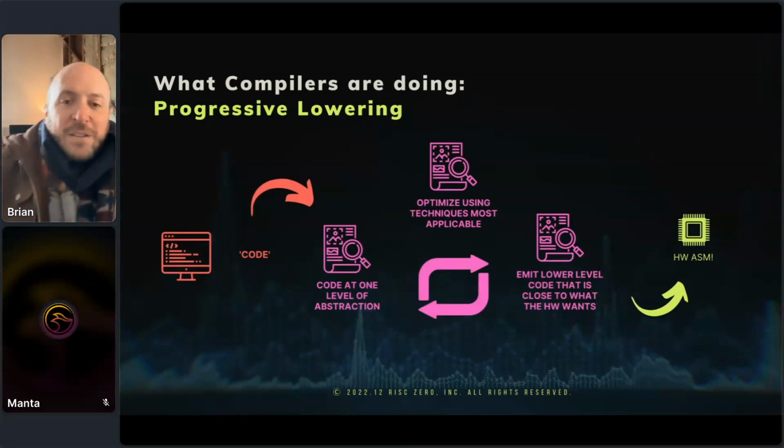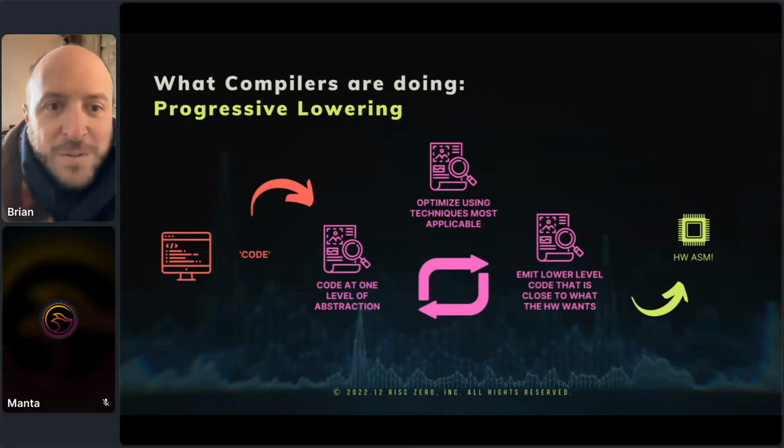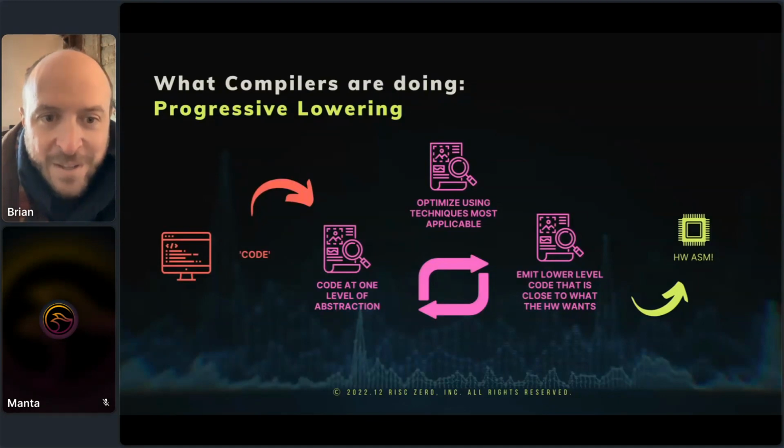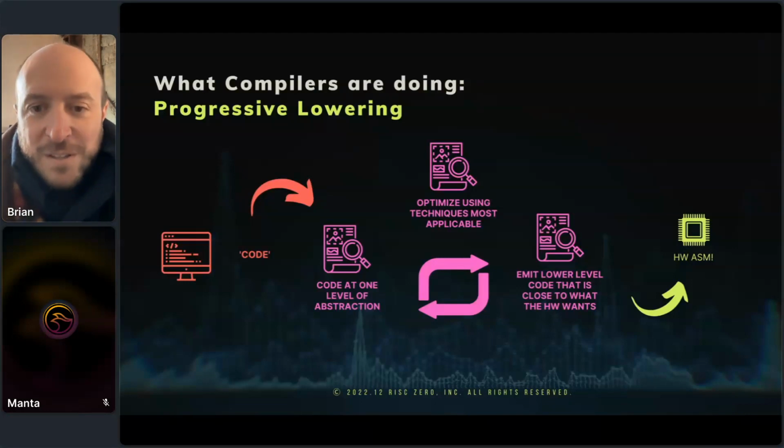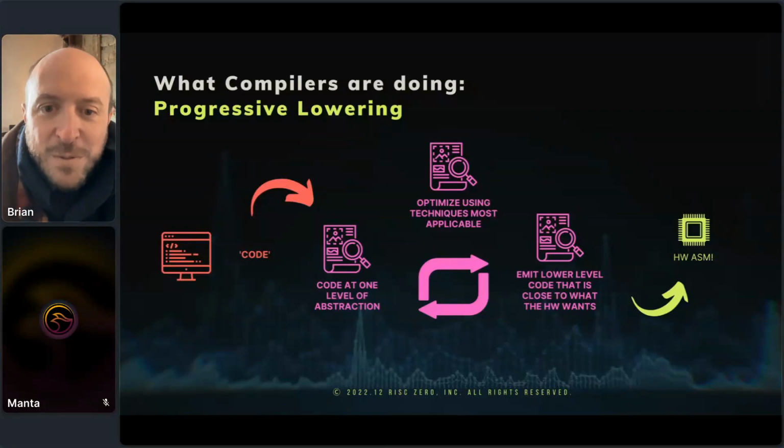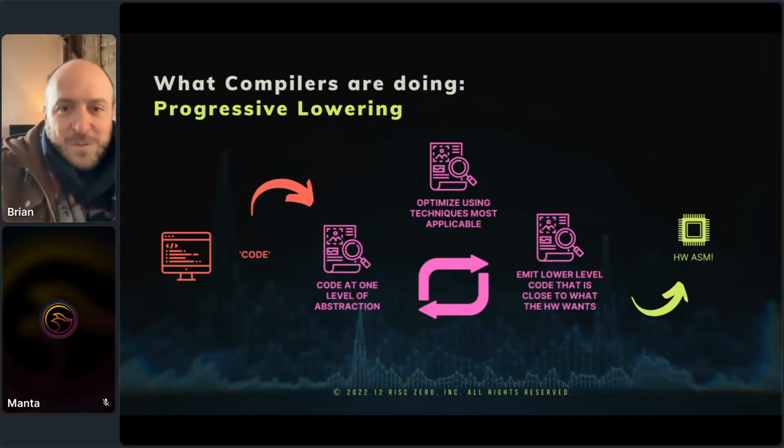Okay, so compilers in general are doing this process of progressive lowering, which is what I was talking about. You take code, and then you start to think about it at whatever level of abstraction it's at, and then you emit code that is less abstract or closer to the goal code you're trying to generate for your hardware, and you keep doing that process until you've gotten code that's as optimal as you can get it at the time.